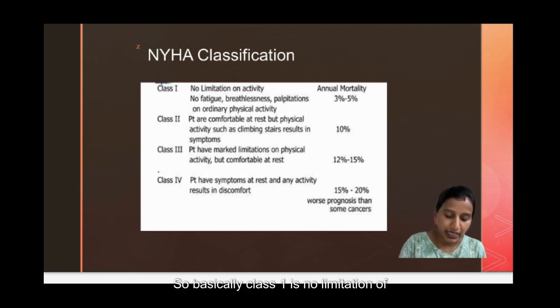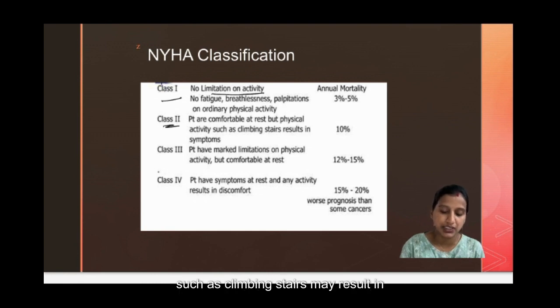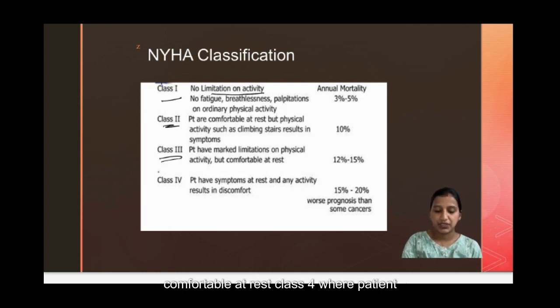So basically class 1 is no limitation of activity, no fatigue, breathlessness on ordinary physical activity. Class 2 is where patients are comfortable at rest, but physical activity such as climbing stairs may result in symptoms. Class 3 is where patients have marked limitation of physical activity but are comfortable at rest. Class 4 is where the patient has symptoms at rest as well.